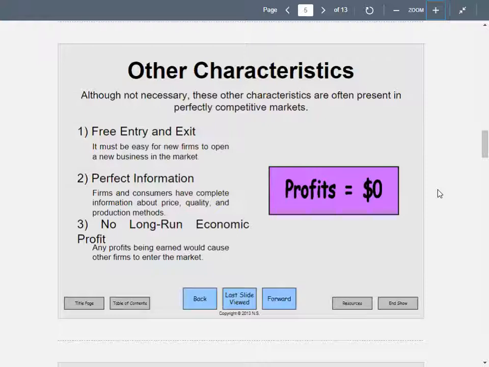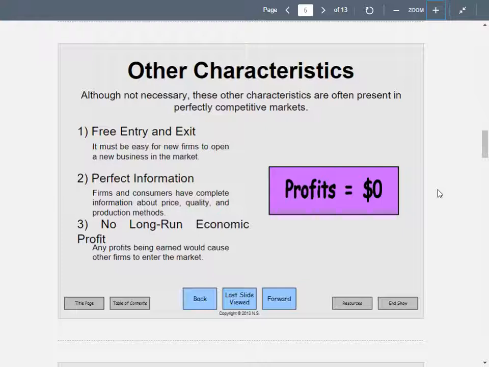Other characteristics, although not necessary, are often present in perfectly competitive markets. So the first is free entry and exit. It has to be easy for new firms to open a new business in the market. So like anybody can plant a garden and then go set up a shop on the side of the road and sell the stuff they grow in the garden.